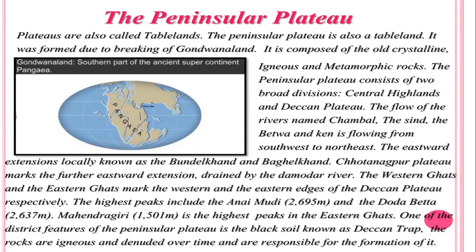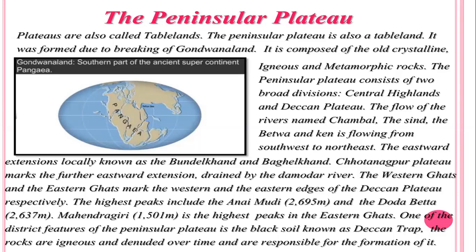The rivers named Chambal, the Sindh, and the Betwa and Ken flow from southwest to northeast. The eastward extensions are locally known as Bundelkhand and Baghelkhand. The Chota Nagpur Plateau marks the further eastward extension, drained by the Damodar River. The Western Ghats and the Eastern Ghats mark the western and the eastern edges of the Deccan Plateau respectively.